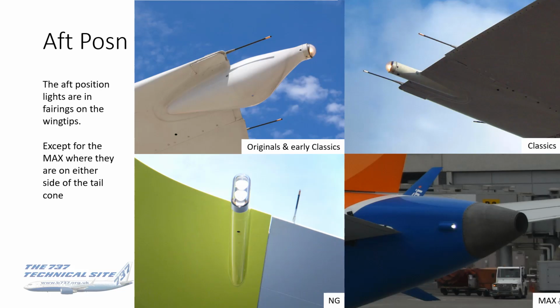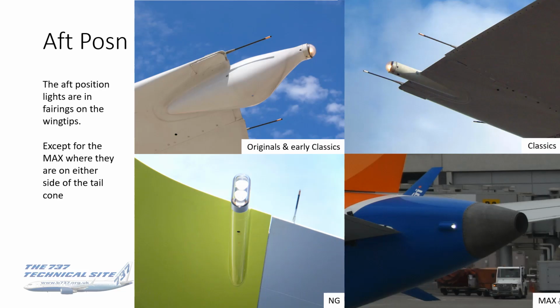That's with the bulbous arrangement, which houses the logo light. Midway through the life of the classics, the logo light was moved to the stab, so you've got that slender tube for the aft position light. On the NG, they changed it to a double light just for reliability and dispatch reasons. So again, if one fails, you've got another one as a backup.